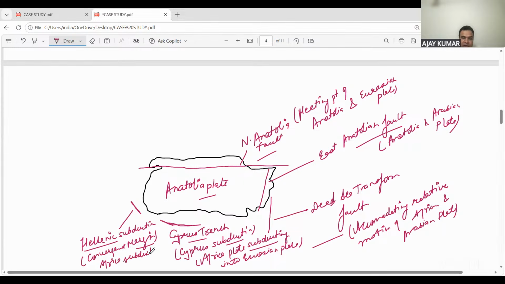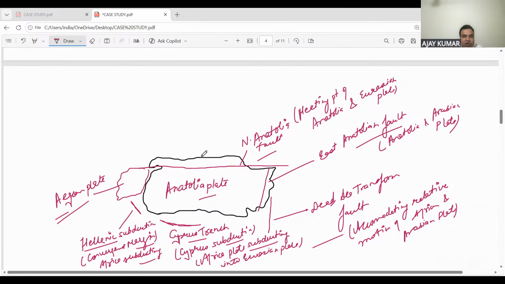Okay? And as you know, the heavier plate always subducts into the lighter plate, and it is always the oceanic plate that subducts. ठीक है, तो ये जो है आपका अफ्रीका का जो ओशनिक पार्ट है, that is subducting here. And on this side we have the Aegean plate. ठीक है, Aegean Sea याद है आपको? We have the Aegean plate.